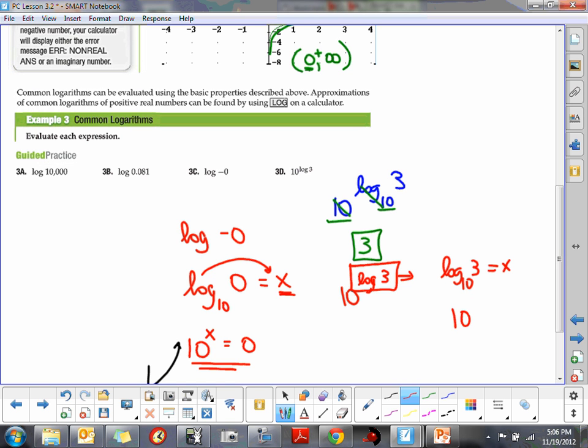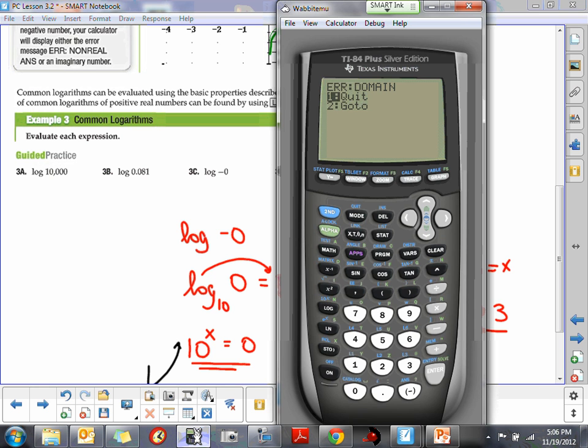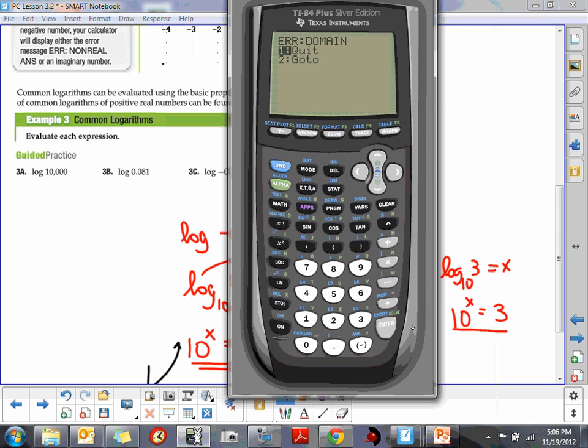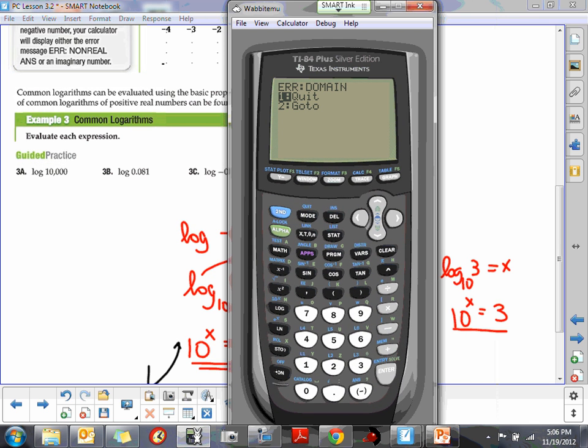So 10 to some power has to give me 3. I got to go find that exponent. So I'm going to go find that exponent. What is the exponent I raised 10 to get 3? Well, the easiest way to do that, let's get rid of that. It's clear. Take the common log of 3. Well, that's 0.477. 0.477 is the exponent I'd have to raise 10 to get 3.